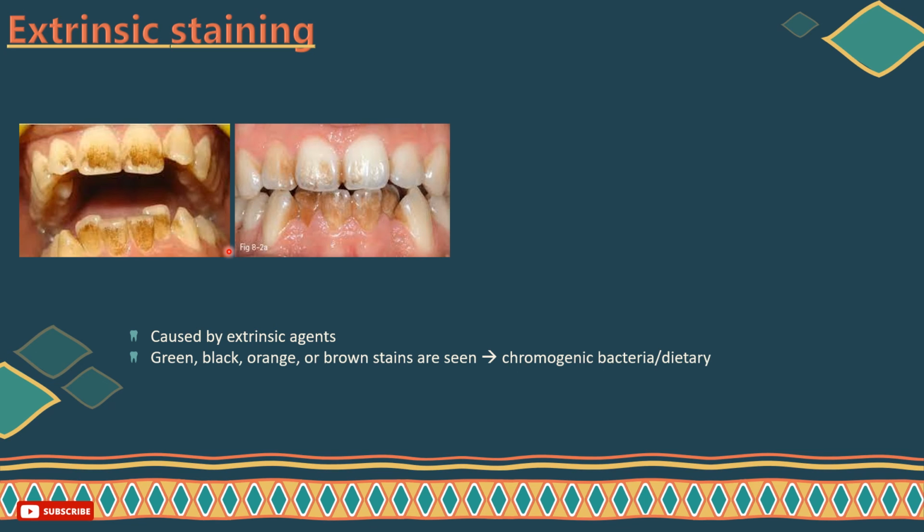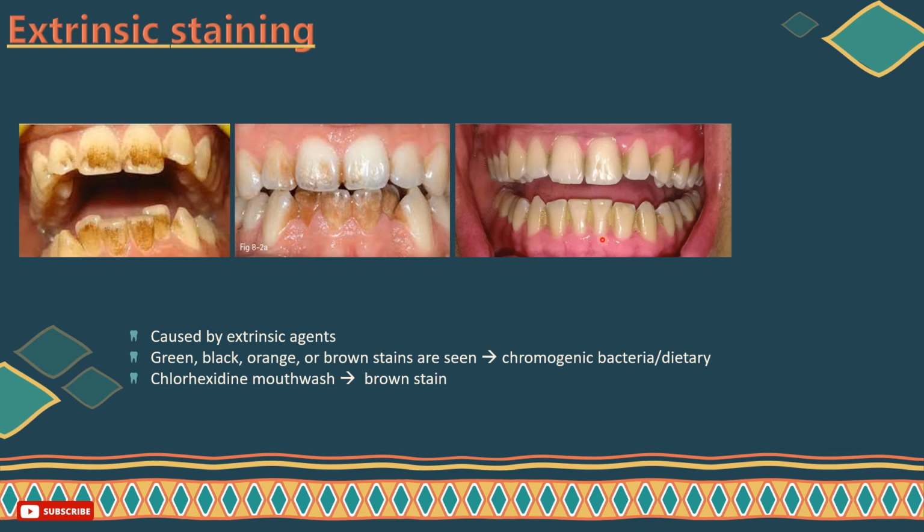Green, black, orange, or brown stains can be seen. It may be formed by chromogenic bacteria, smoking, or can be dietary in origin. Also, the regular use of chlorhexidine mouthwash can lead to brown stainings. Where the staining is associated with poor oral hygiene, demineralization and roughening of the underlying enamel may make the removal of the stains more difficult.